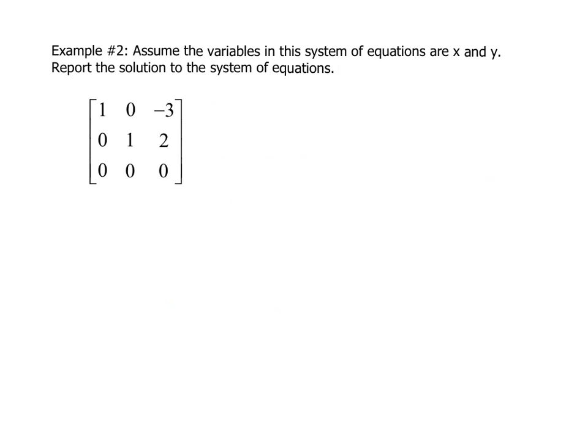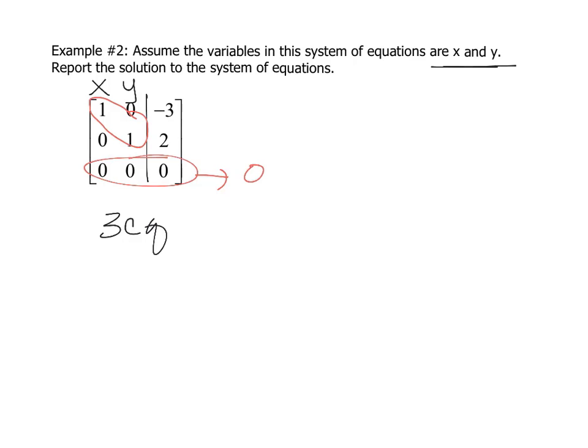Let's look at another one. So here I can tell I've got 3 equations, but I only have 2 variables. I've got x and y, and then this is my right-hand side. I don't have ones along all the diagonal. I have the row of zeros, so this doesn't give me a false statement. This gives me 0x plus 0y equals 0. That's okay. And you might think that, oh, this must have infinitely many solutions, but it actually doesn't.